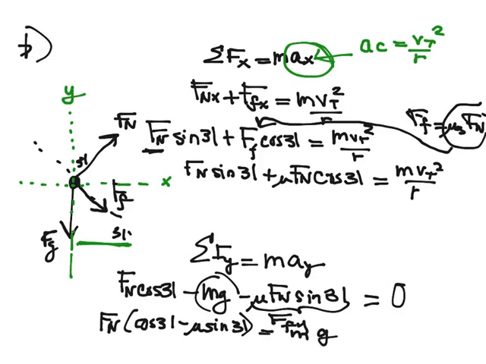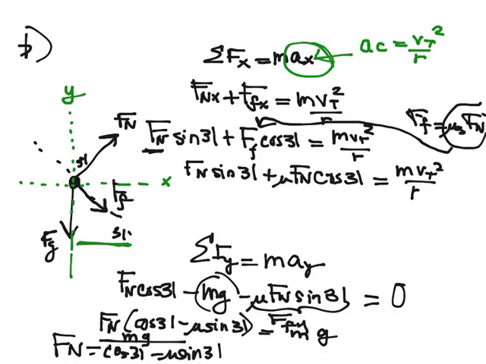I have enough information now to solve for Fn. I know the mass is 800, g is 10. I'm going to hold off for a second because I bet that my masses will cancel out, so I'm just going to solve for this algebraically. And I know that Fn is equal to mg divided by cosine 31 minus mu sine 31.